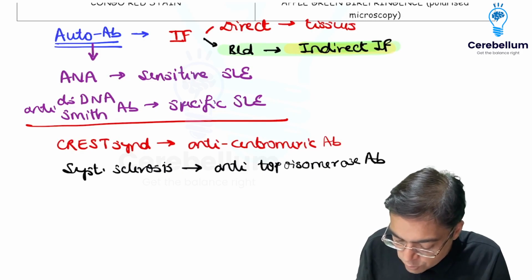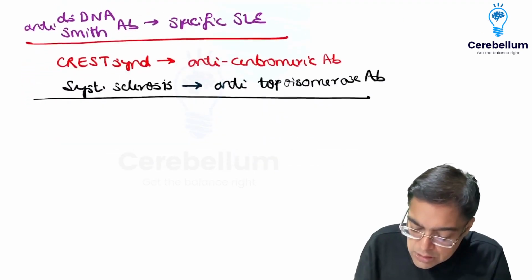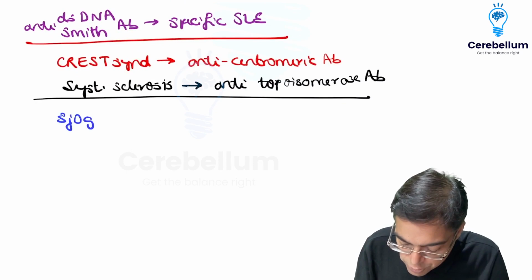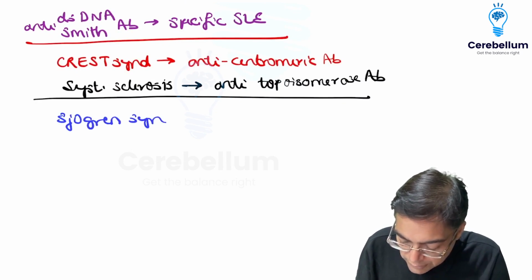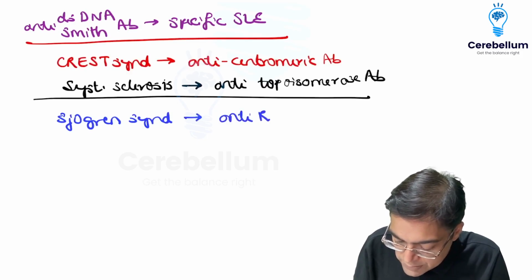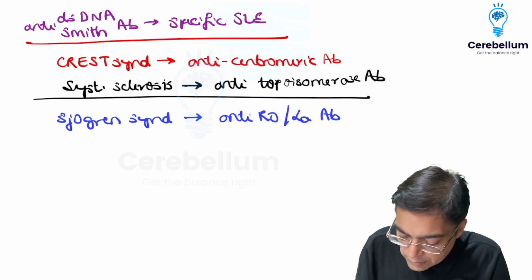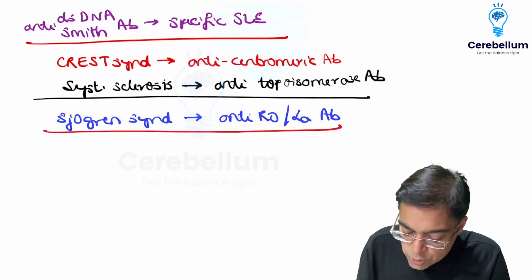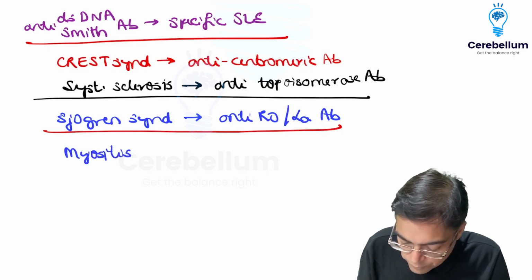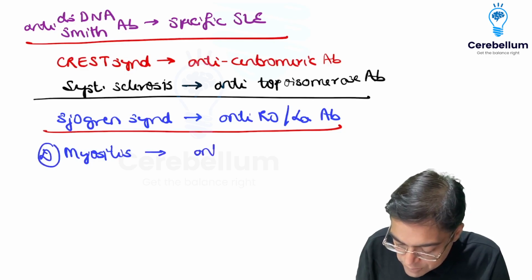A condition which is going to be testing the knowledge of ophthalmology, ENT, and pathology: Sjogren's syndrome, dry eyes, dry mouth syndrome. This is the one which is going to be having the presence of anti-Ro and anti-La antibodies. Patients could also be suffering from a condition like myositis. So we are talking about something in which the patients are going to be having dermatomyositis. They can be having the presence of an antibody that is given the name of anti-Jo1 antibody.